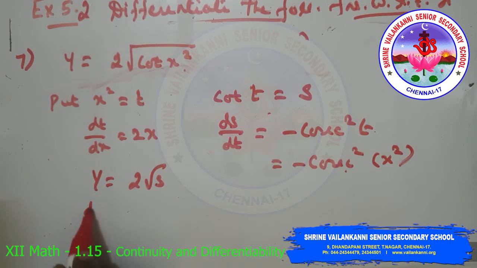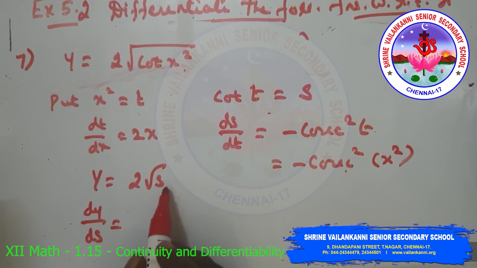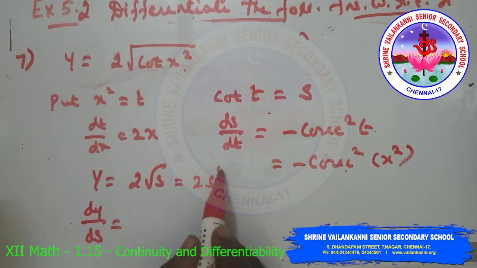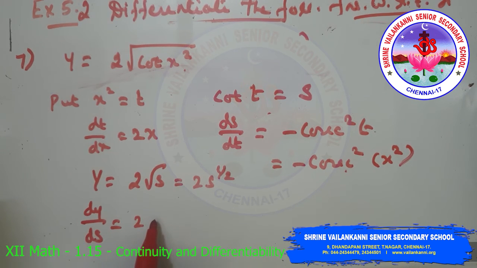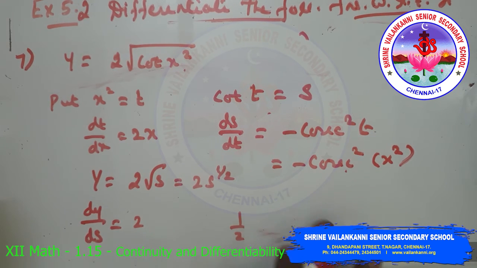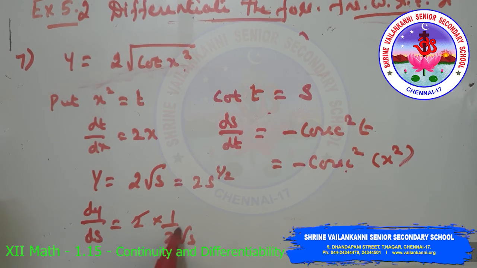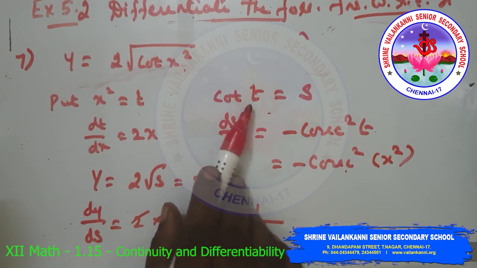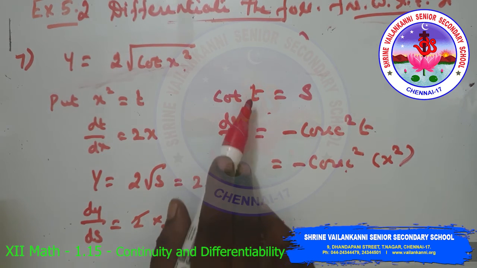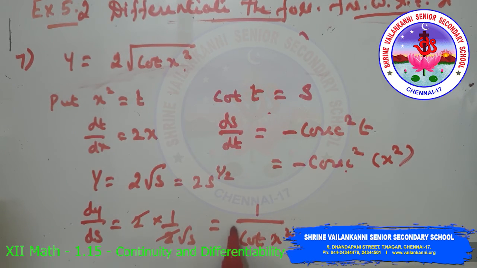and differentiating this dy by ds, take root s as s power half. So using the formula n x to the power of n minus 1, so half s to the power of minus half, which is 1 by 2 root s. So half of s, so 2 and 2 will be cancelled, 1 by root s is cot t and t is x square, so root of cot x square.